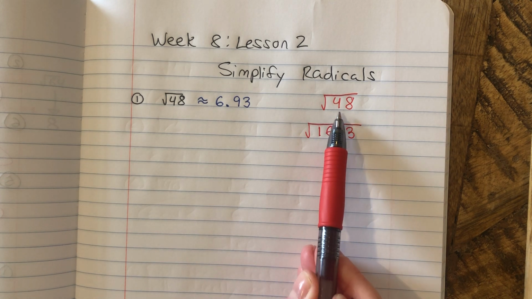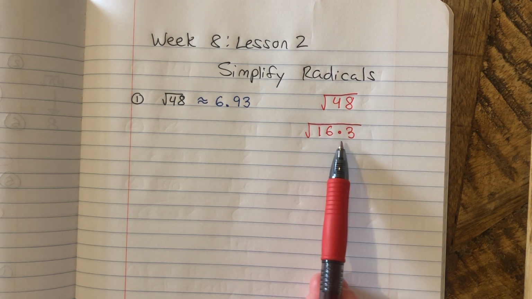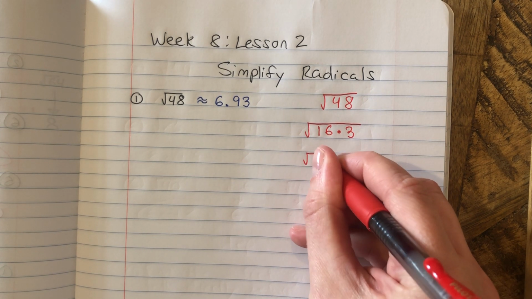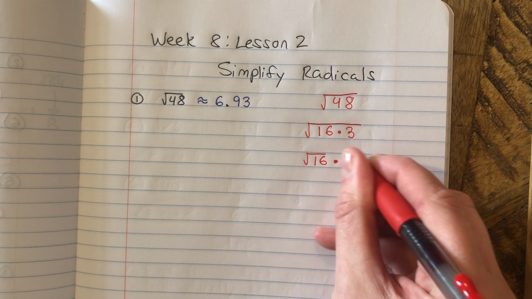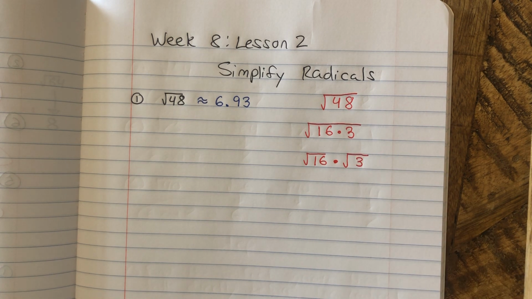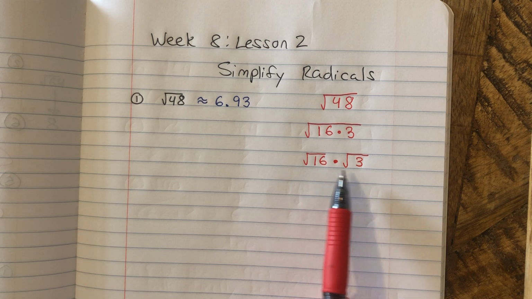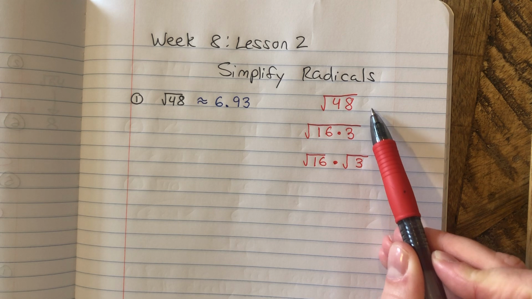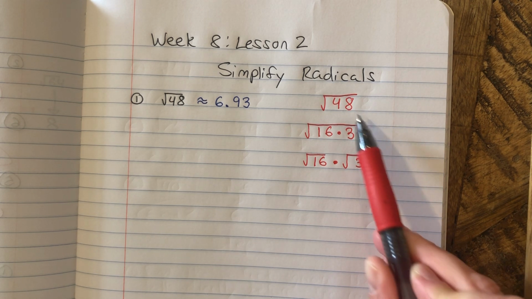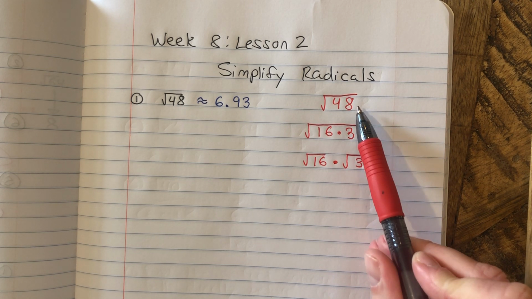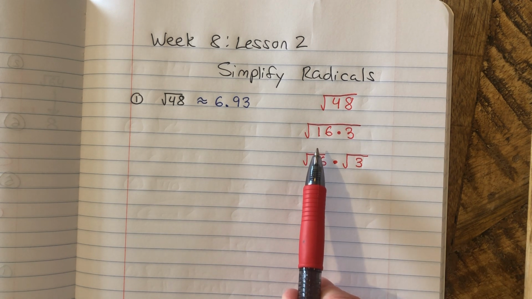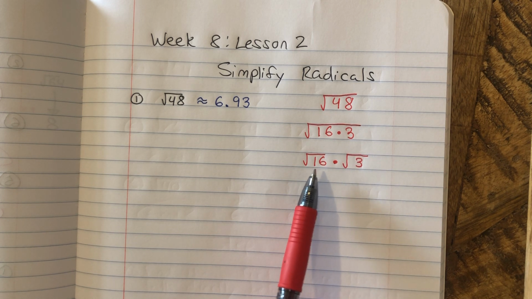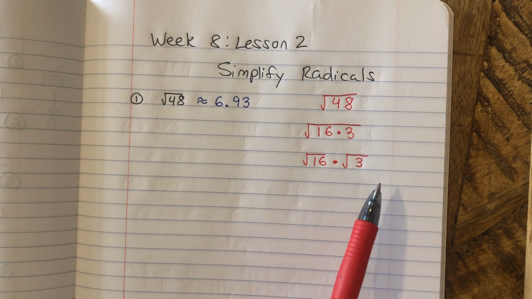And so I can write the square root of 48 as the square root of 16 times 3. But that also means I can write the square root of 16 times the square root of 3. If I multiplied the square root of 16 times the square root of 3, I would get right back up to the square root of 48. So once again, these are now 3 different equivalent expressions. Square root of 48 is the exact same as the square root of 16 times 3, which is the exact same as the square root of 16 times the square root of 3.